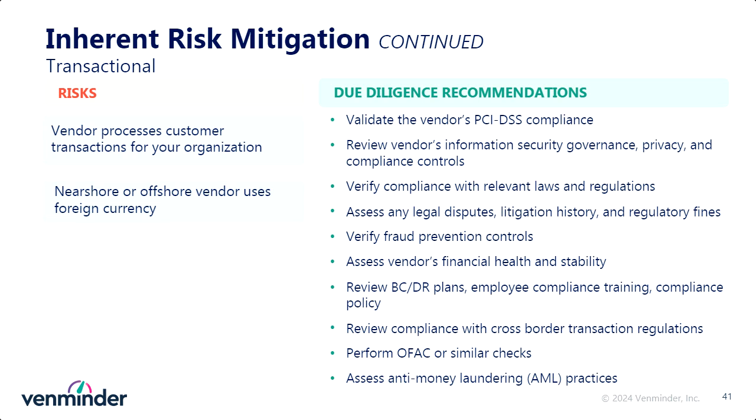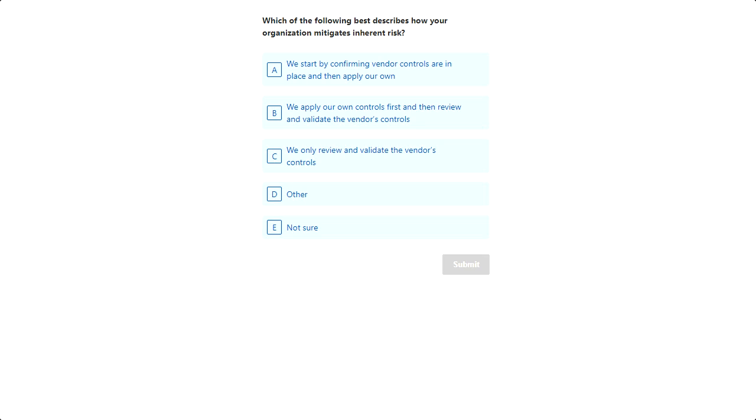And that brings us to our second poll question of today's webinar. Our second poll question of the day is, which of the following best describes how your organization mitigates inherent risk? We start by confirming vendor controls are in place and then apply our own. We apply our own controls first and then review and validate the vendor's controls. We only review and validate the vendor's controls, other or not sure.